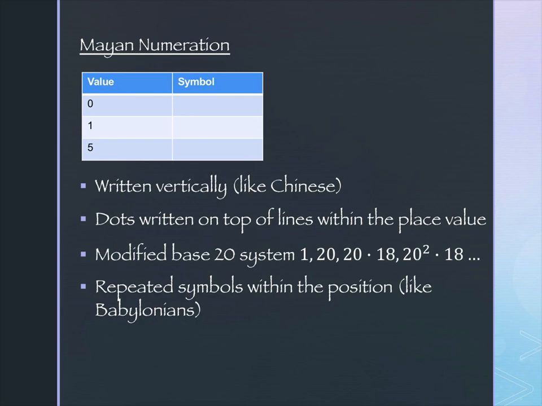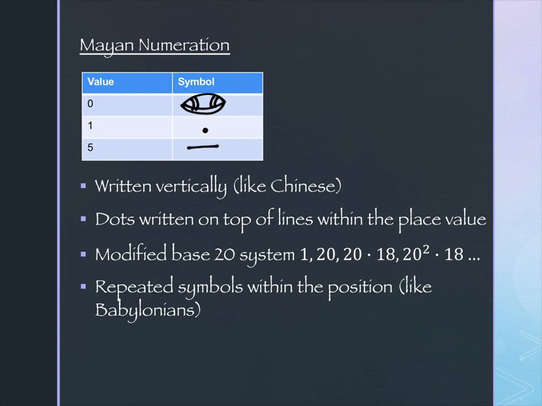Mayans. Mayans have 3 symbols. Their first symbol, they call it a clamshell. It looks kind of like bread to me, like a roll or something, but this is a clamshell. Football, I don't know. The 1 is a dot, and the 5 is a horizontal line. All extra for the 0. All extra for the 0.